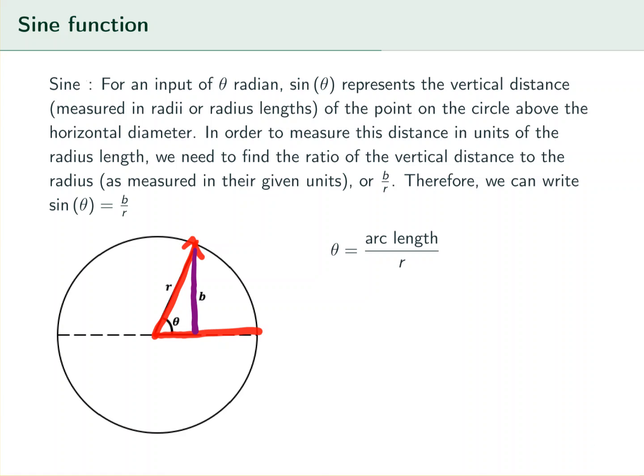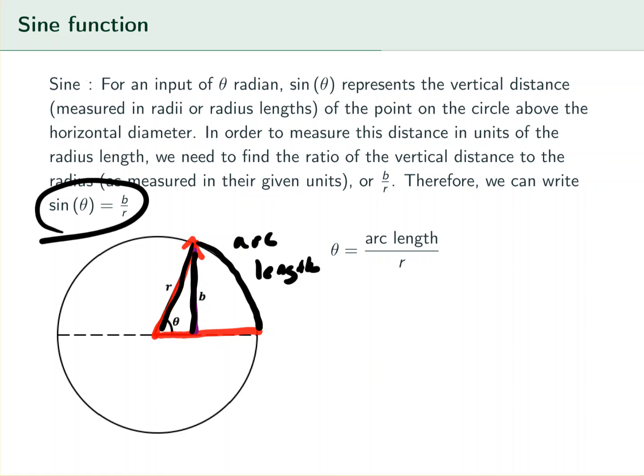So theta, we know that if this is arc length, this is the arc length. Theta in radian is arc length divided by r. And what sine will produce as an output is b, this length, divided by r.